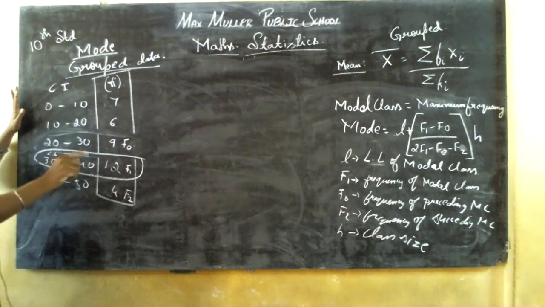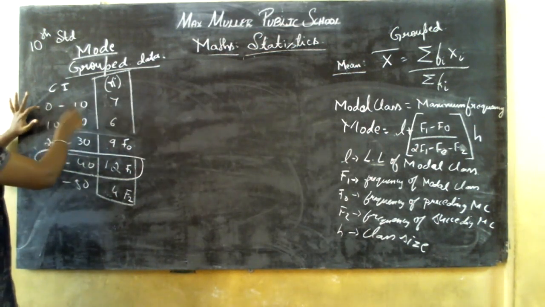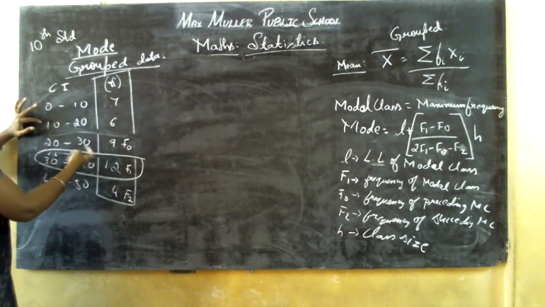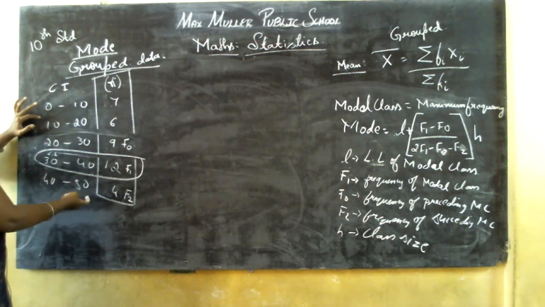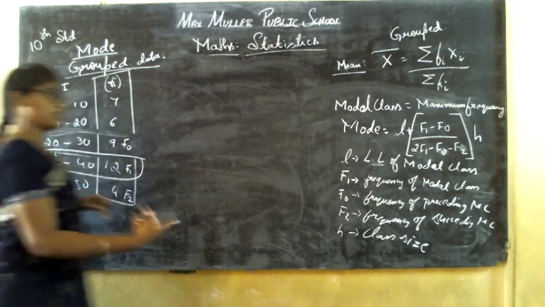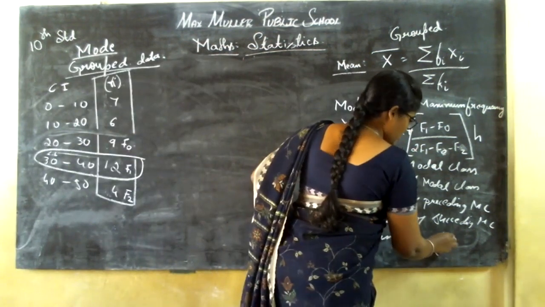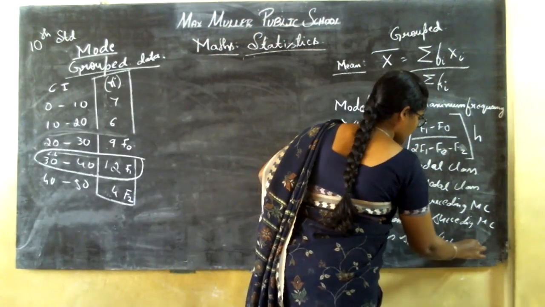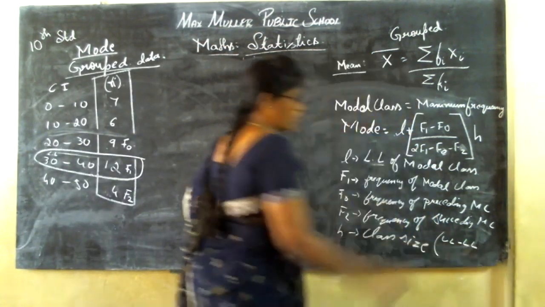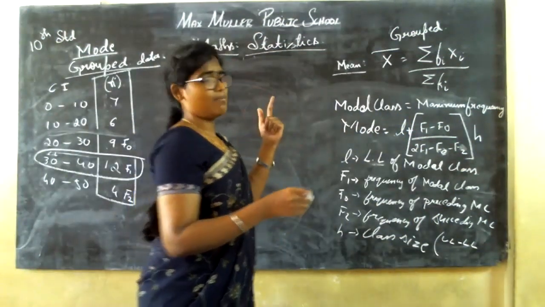Now what do you want? The class size should be equal. So 10 minus 0, 20 minus 10, 30 minus 20, 40 minus 30, 50 minus 40, all should be 10. If it is 10, then the class size is also equal to 10. Now what is the formula? Upper limit minus lower limit.